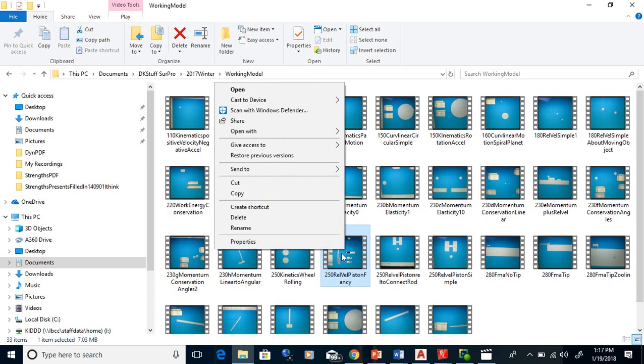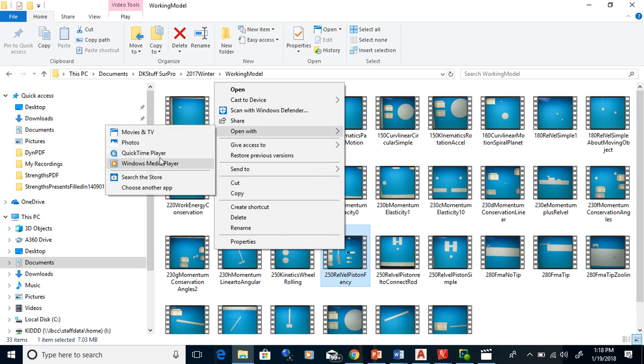All right, just a couple others that involve relative motion. We'll come back to these, but I don't know. Let's just have a look real quick. Open with.